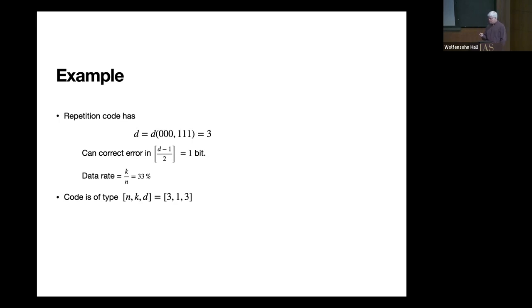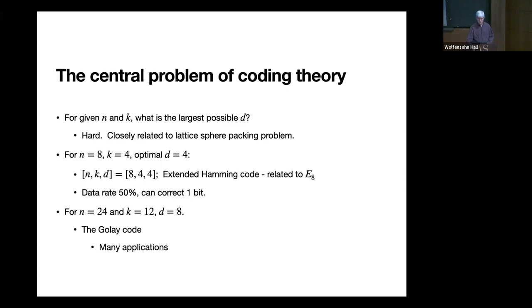But anyway, we'll label a code of this type an NKD code. N is the number of bits, again. K is the number of logical bits, or the dimension of the code subspace. And D is this error correcting capacity, you could call it. It's the length of the shortest code word. So this is a 3,1,3 code.